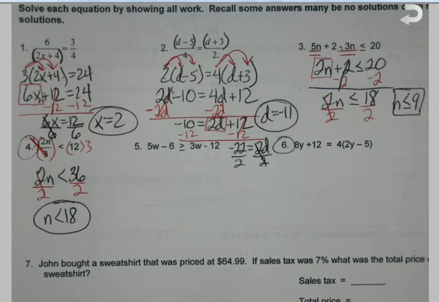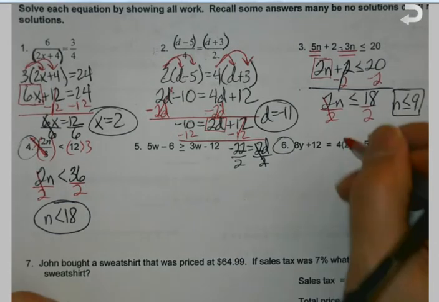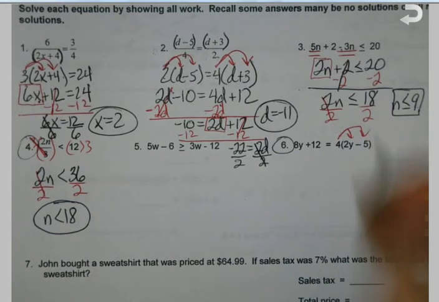Now 6 is the other one that there's something weird going on. You're like, what's so weird about it? We distribute all the time. That's true.